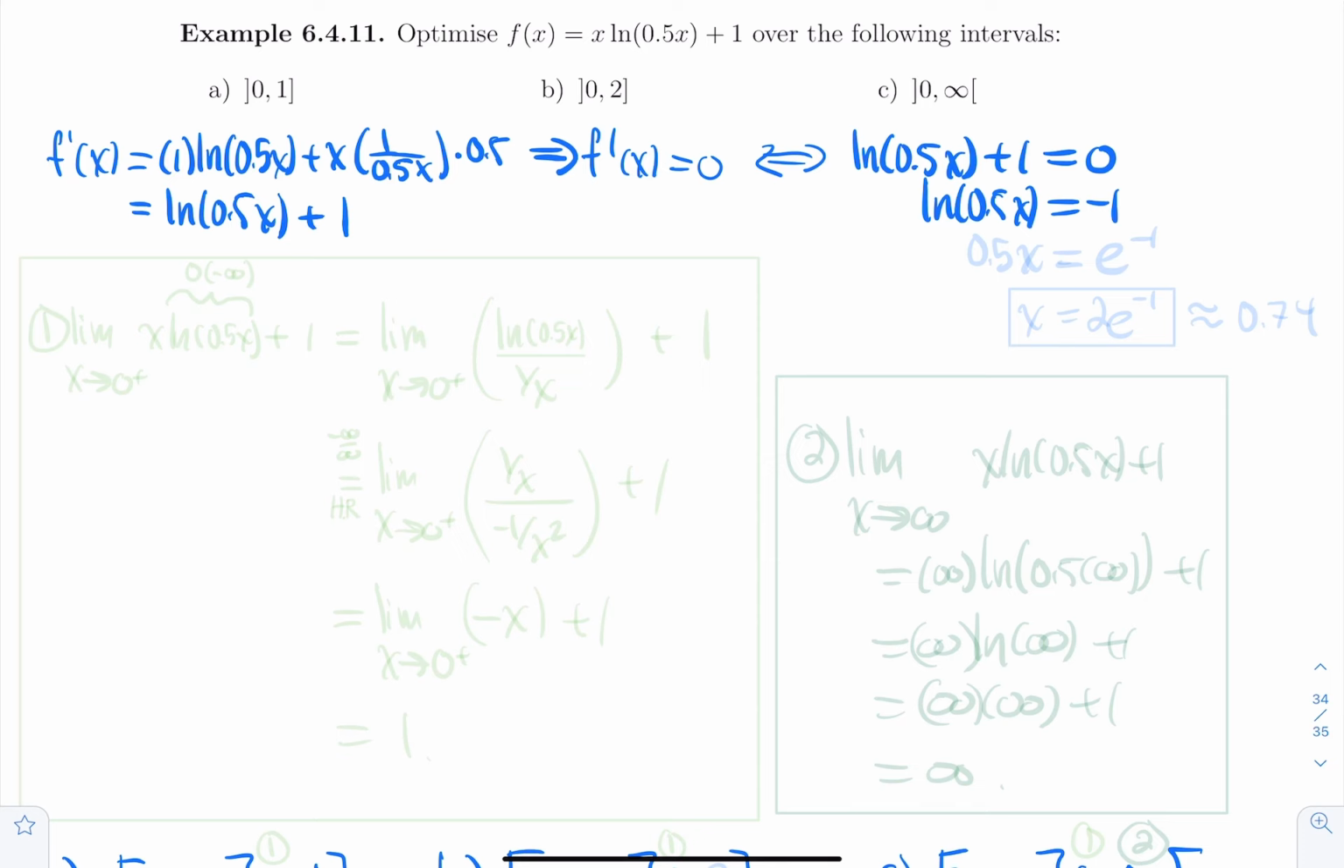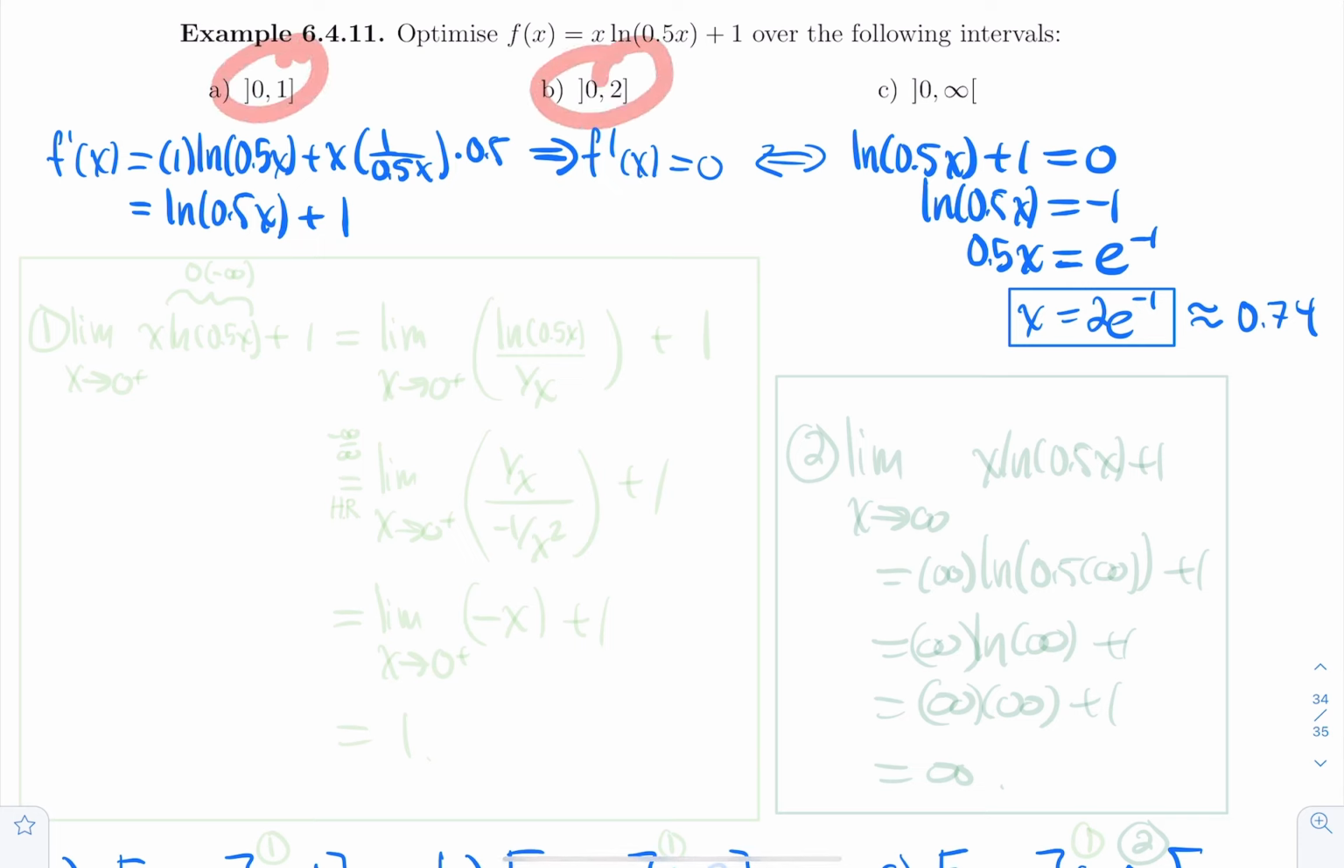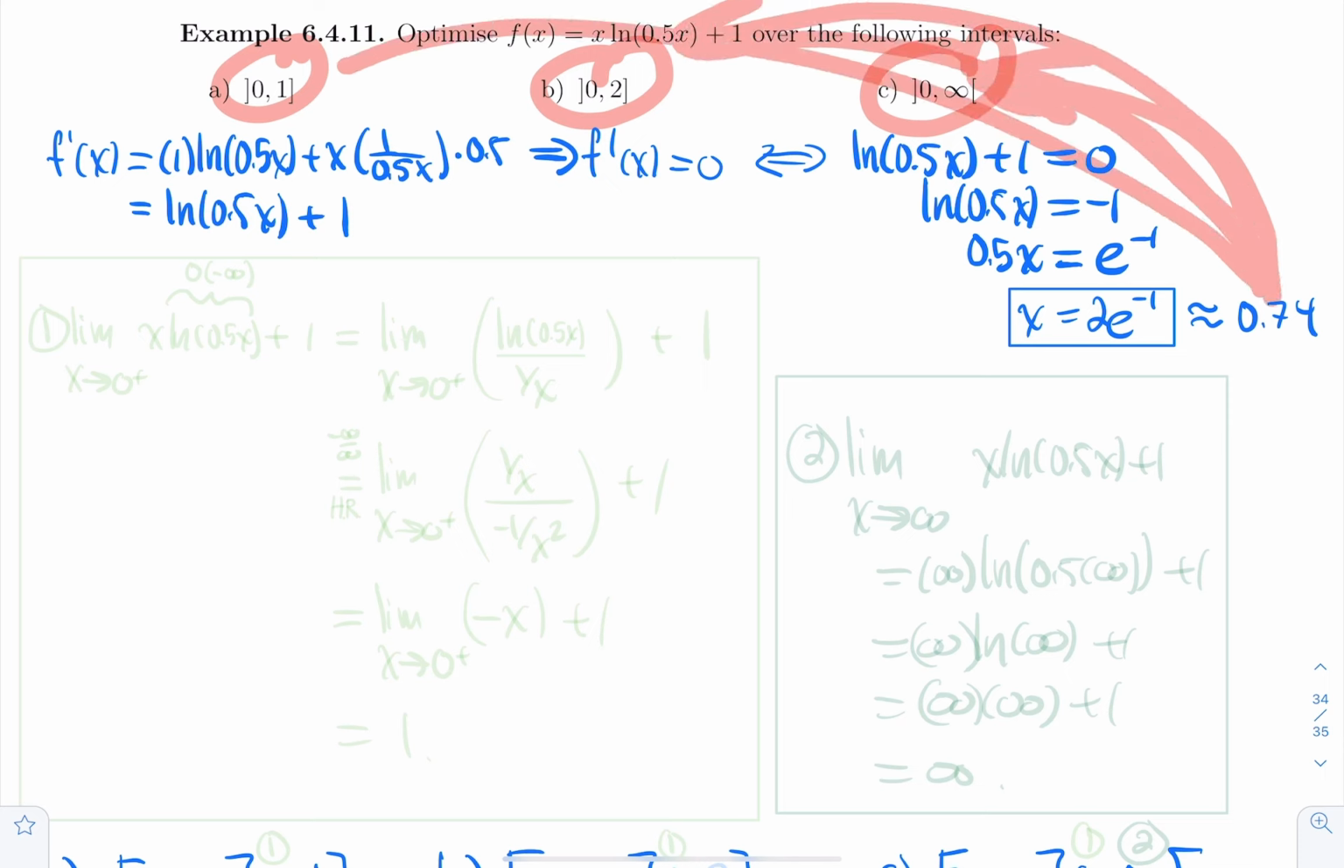Then I just exponentiate on both sides. So you get 0.5x is equal to e to the minus 1. And then you just multiply by 2. So x is equal to 2 times e to the power minus 1. And this is very close to 0.74. So poof, that's your critical point. And of course, when you are computing that critical point, you want to make sure that it's within the interval. But here for all 3 examples, 0.74 will be within the interval that is of interest for us.